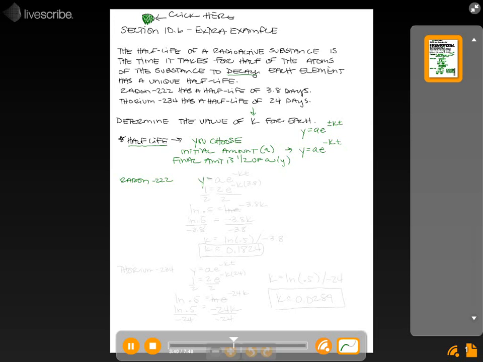Alright, so we're going to fill in our formula. We have Y equals A e to the negative KT. We're looking for K, so everything else should have a value. And remember, e is not a variable.